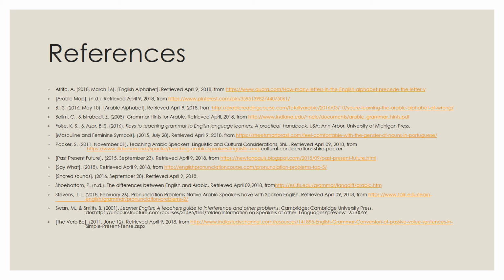We hope that all of these tips and differences will help you to work better with Arabic speakers who are learning English, because now you understand why they might be making the mistakes that they do.